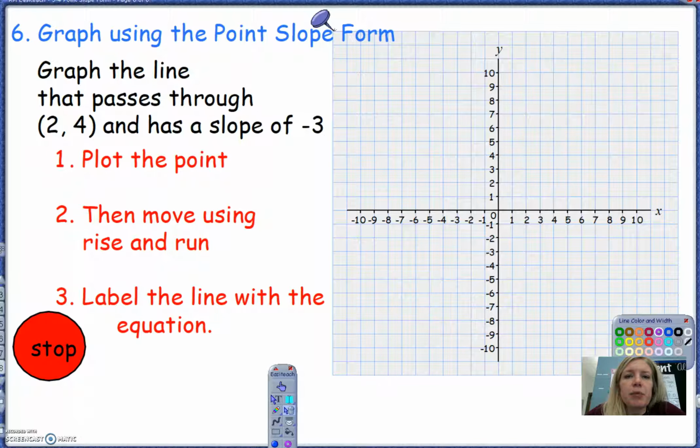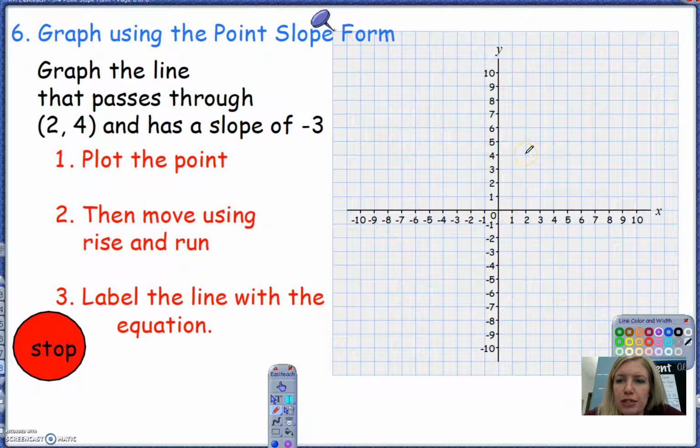Okay, graph using the point slope form. You're going to graph the line that passes through 2, 4 and has a slope of -3. Okay, so we just have to plot our points. These are your steps here in red. You're going to go to 2, 4 first. You go over to 2 and you go up to 4.